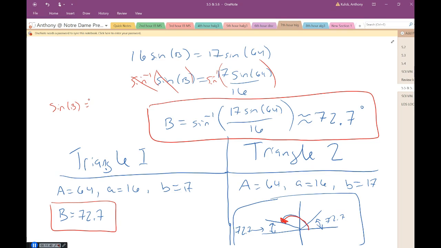So when I take 17 sine 64 divided by 16, when I type that into my calculator, I get 0.95 and change. Now if I solve this by taking the sine inverse of both sides, and I ignore that this is a part of a triangle, if I just think about this as a solving problem, when I type that into my calculator, I get that 72.7.